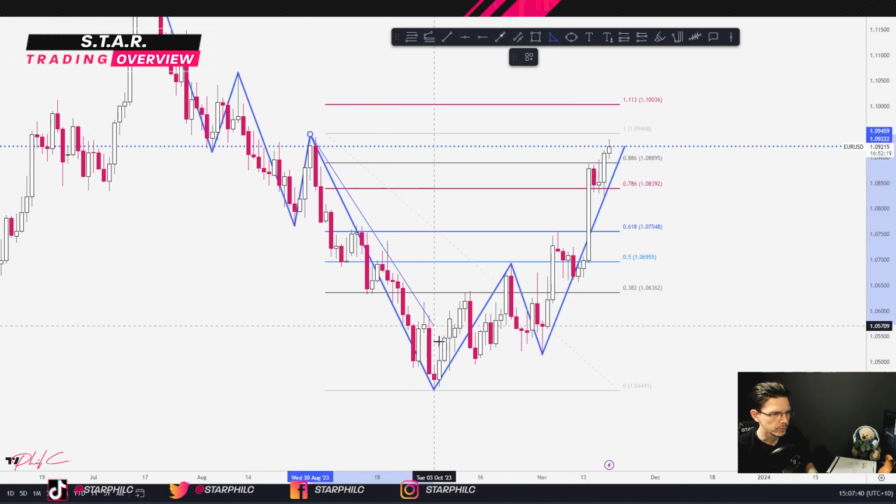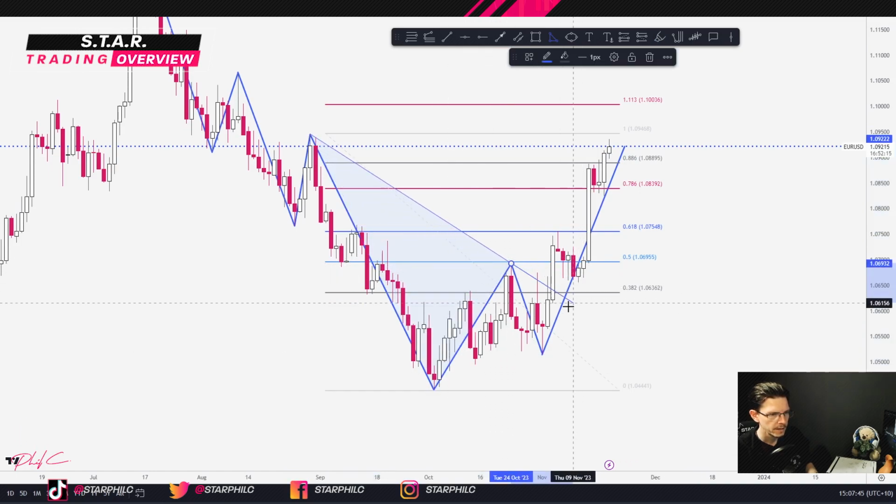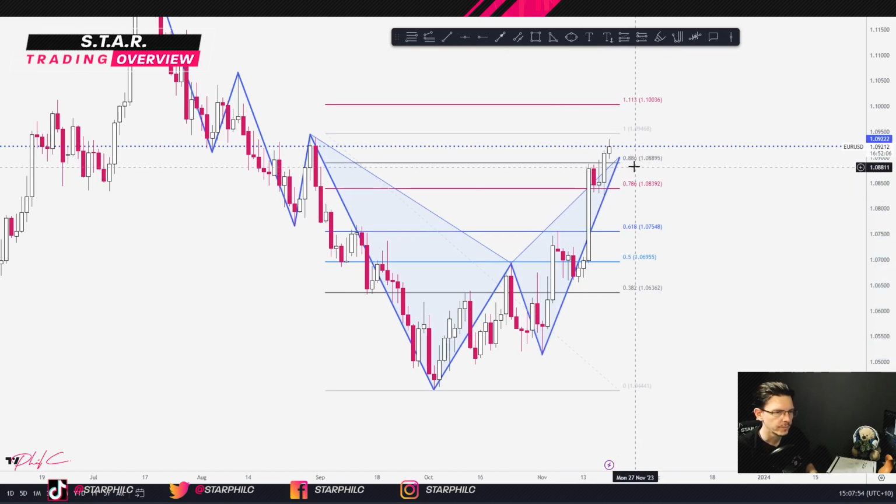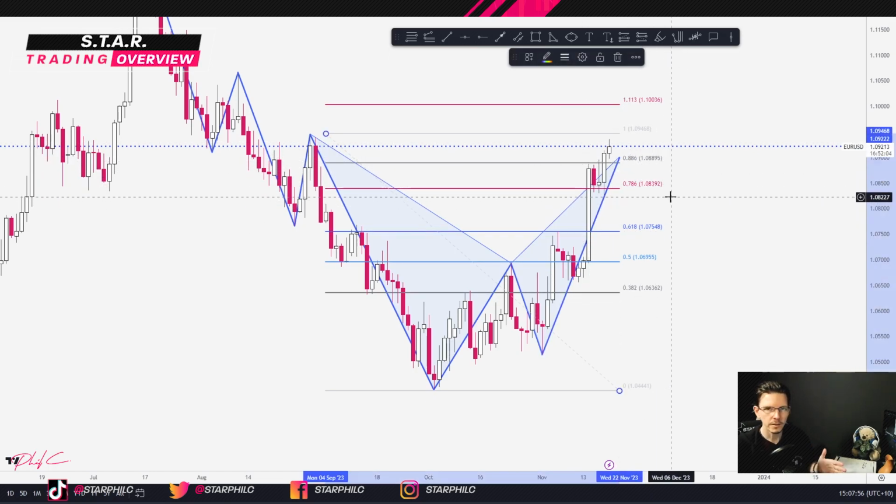So this is what it looks like. X to A to B right there. B to C, and then C to D right here. Actually, it's right at the 886 right there. So we are at market with this trade. Short opportunity right here.